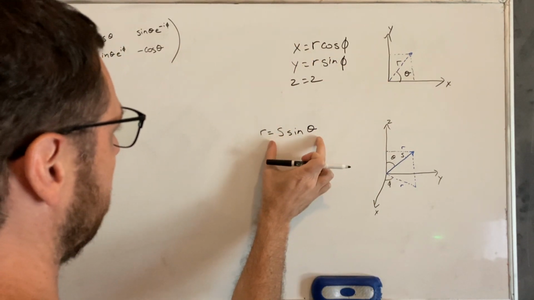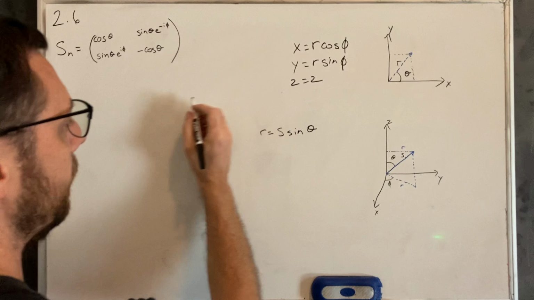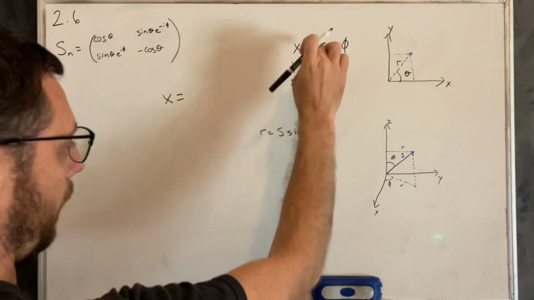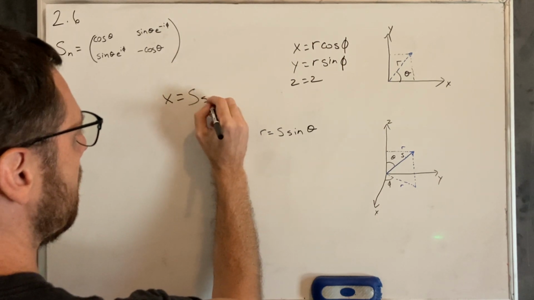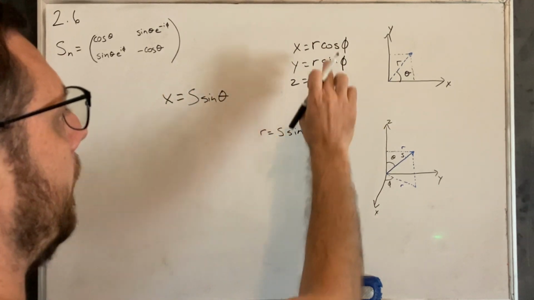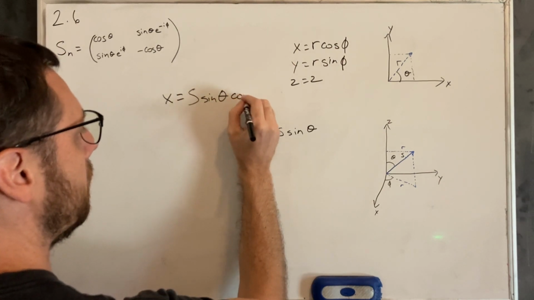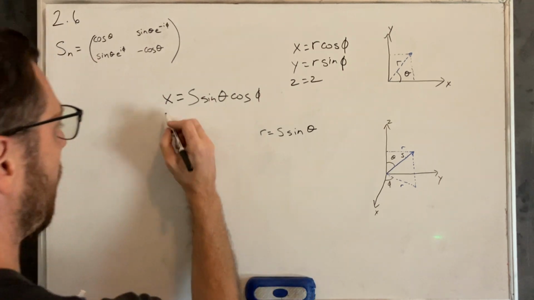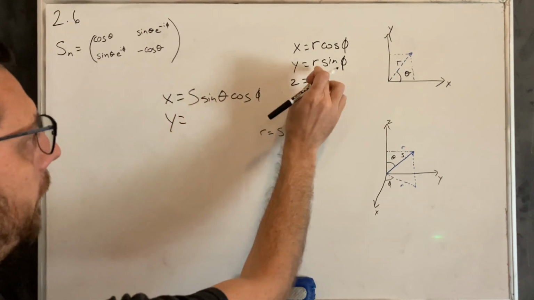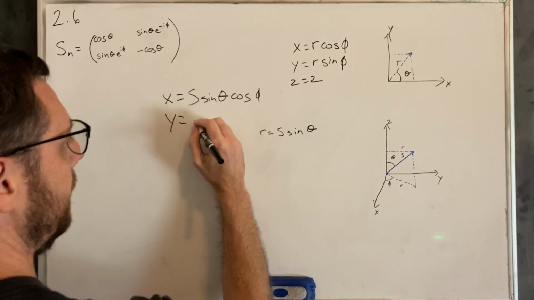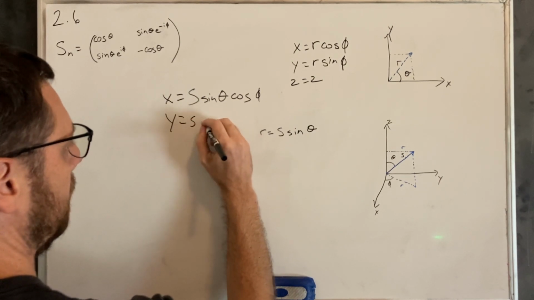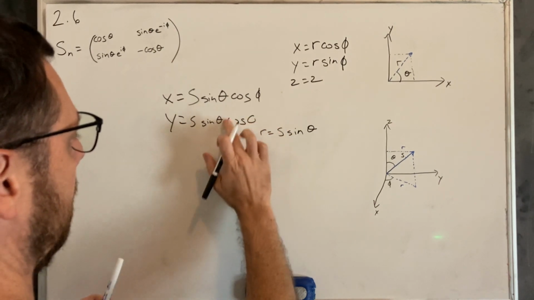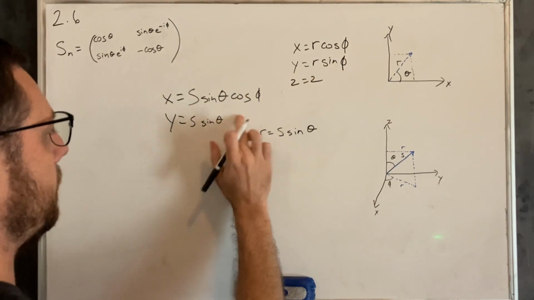And we no longer have an r. So we have this instead of r. So we can just input that there. So now our x is going to be what r was. It was r. Now it's going to be s sine theta, and then cosine phi. All right, so then that's our x. So our y is going to be, we have another r there. So r is going to be s sine theta, and then sine phi.